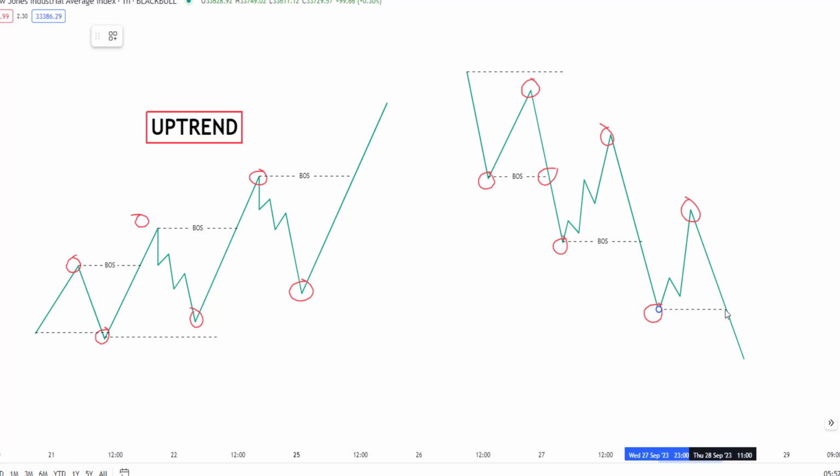All right. Now you may be wondering, what exactly is a market structure shift, or what other people call a change of character? It is simple. When you have the market going up in this manner, you want to watch price keep going up, creating a higher high and a higher low.